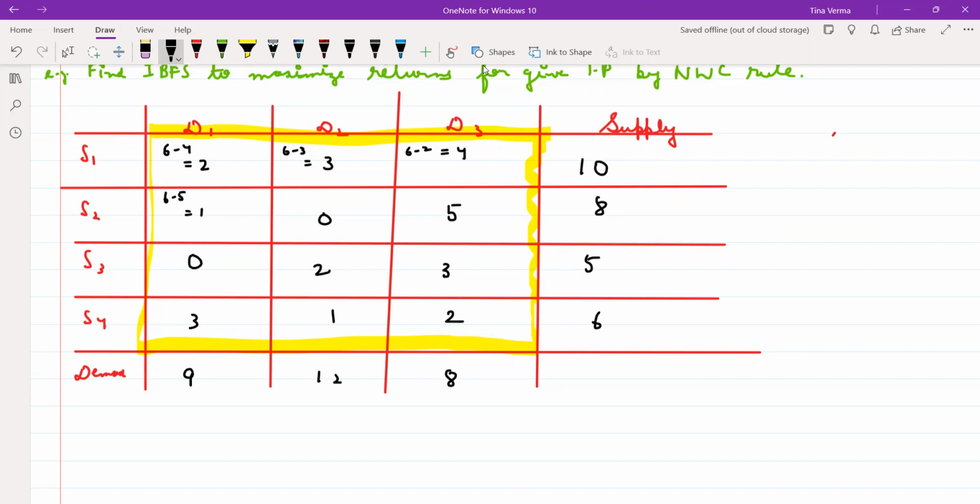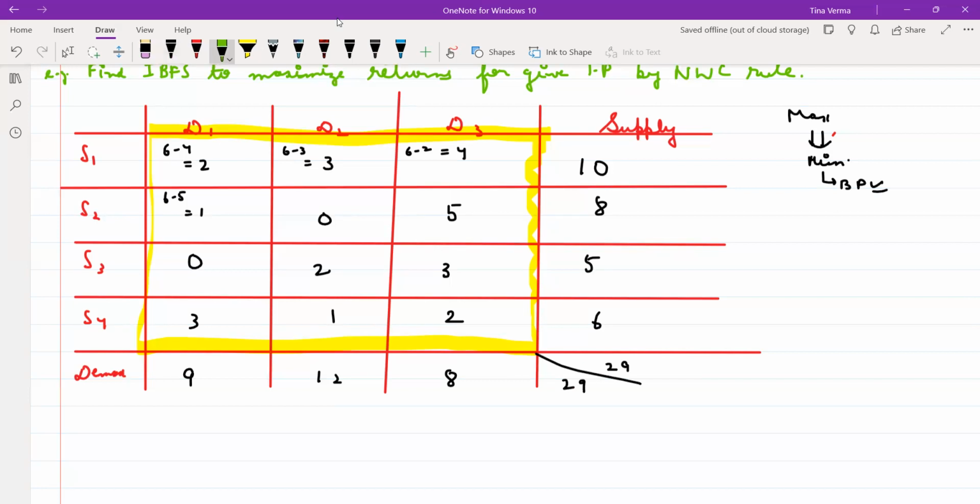So next, now your problem was of maximization. You have converted into minimization. Now, can I apply northwest corner rule? You have to check whether it is a balanced transportation problem or not. Check for the balance. The sum of 10 plus 8 plus 5 plus 6 is coming out to be 29. And if you sum 9 plus 12 plus 8, it is also coming out to be 29. So it is your balanced transportation problem. Now you can apply your northwest corner rule.